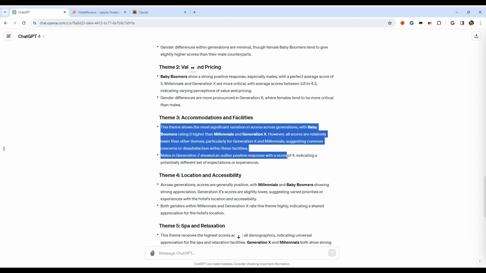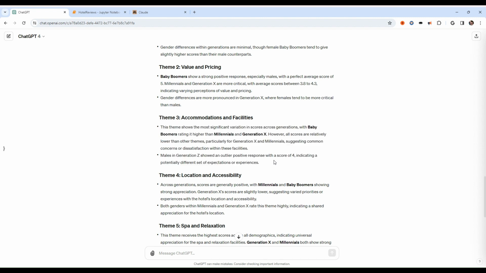This theme shows the most significant variation in scores across generations, with baby boomers rating it higher than millennials and Gen X. However, all scores are relatively lower than other themes, particularly for Gen X and millennials, suggesting common concerns or dissatisfaction with these facilities. Males and Gen Z showed an outlier positive response with a score of 4, indicating a potential different set of expectations or experiences. Now that's good, but I think in the data set we had less than 6 reviews that were Gen Z, so this is an outlier within itself.